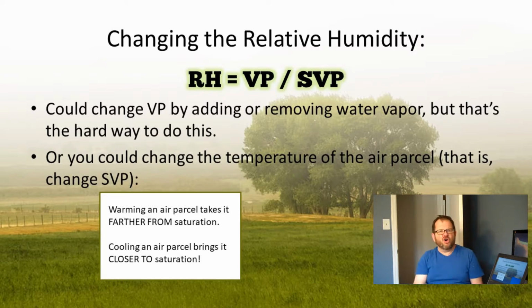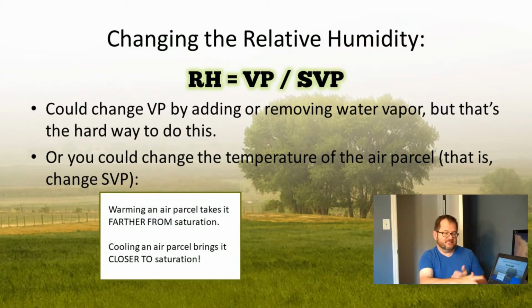In practice, that's kind of the hard way to do it, though. Most of the time when we're going to change the relative humidity of air, we're going to do it by changing the denominator of this fraction at the bottom of it. We're going to change the saturation vapor pressure by changing its temperature. We're either going to warm the air parcel, which brings it farther from saturation, or we're going to cool the air parcel, which brings it closer to saturation.